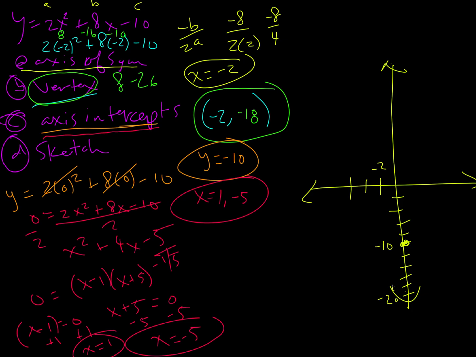And so our vertex is at negative 2, negative 18 from this part right here. And then we have our y-intercept at negative 10. Our axis of symmetry is negative 2. So if we just go 2 more in this direction, we're also going to have a point right there because of the symmetry. And then we want to mark our axis intercepts. So we have 1 and negative 5. So negative 5 would be right there. If that's 2, then that would be 1.